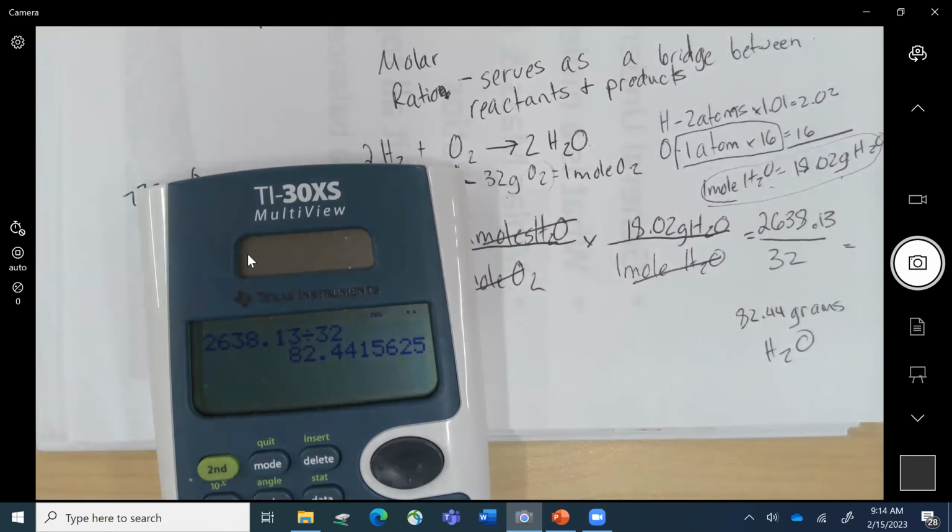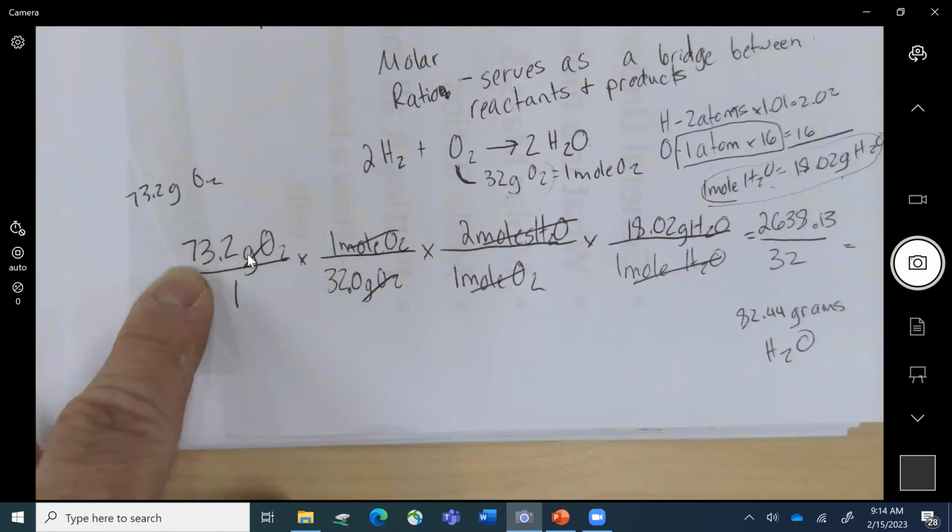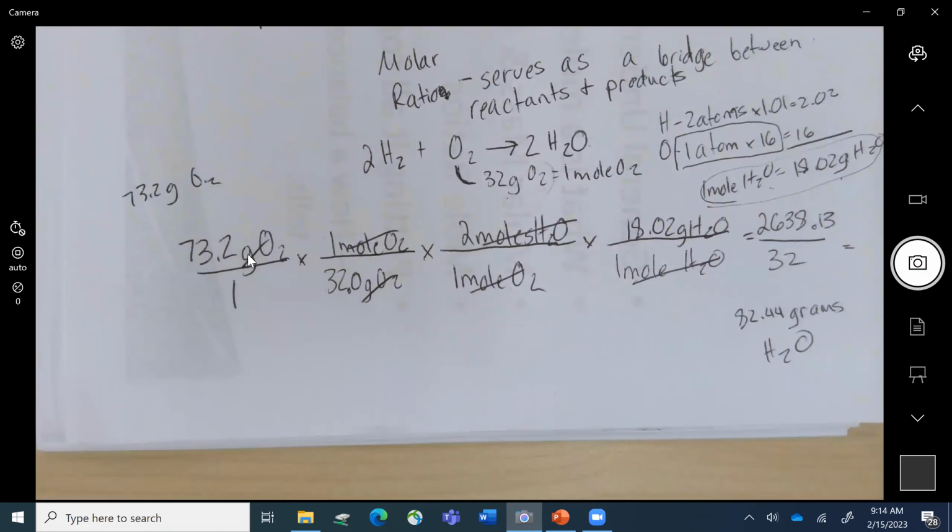So do you see? You can see how much oxygen you start with, and then you can figure out how much water on the end you're going to get. Okay?